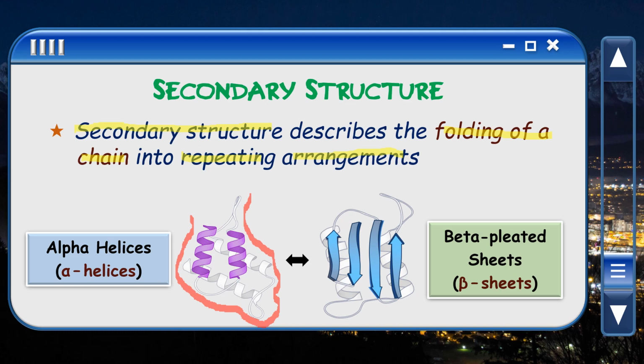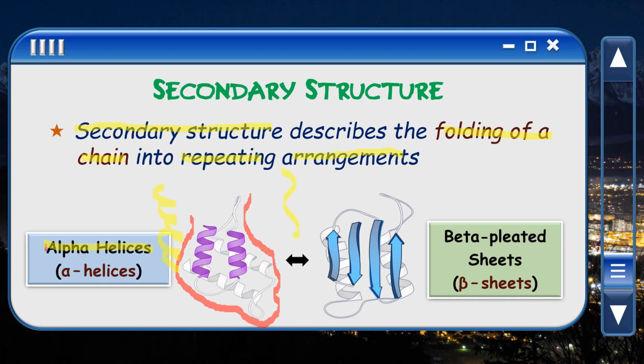So we have two types of folding. We have one that we are calling the alpha helix. The alpha helix is just coiling around, okay? Coiling around, like the way you are seeing them. Those are alpha helices. Then we have the beta pleated sheet.